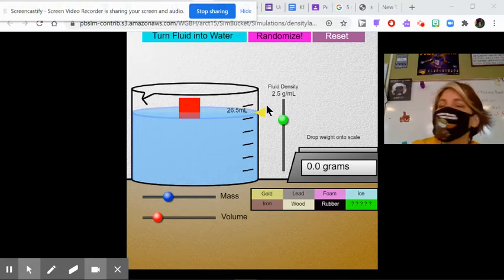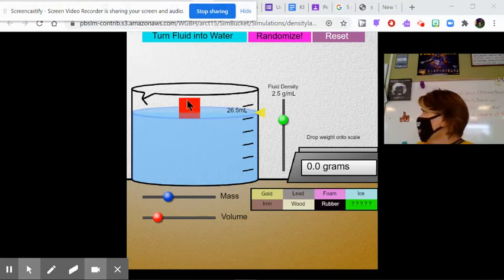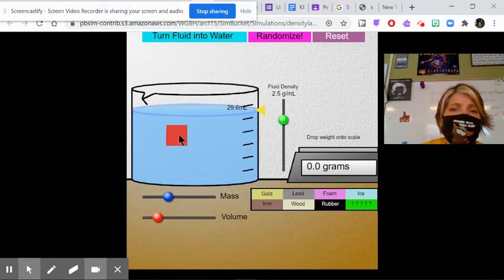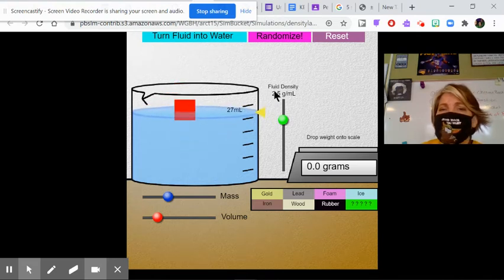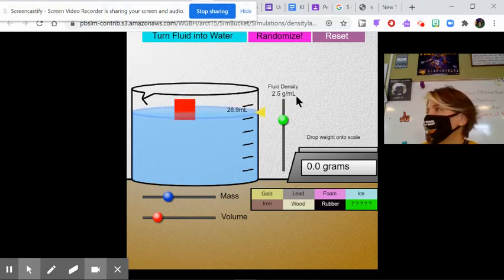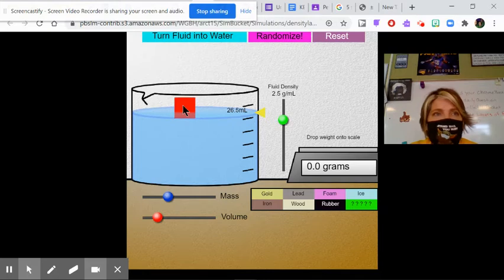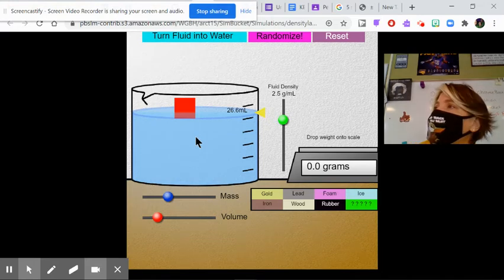So if you look, let's go ahead and play for a little bit. This block I can take out and I can drop in. And notice it's kind of floating in this fluid. I don't know what this fluid is, but the density of the fluid is 2.5 grams per milliliter, which means nothing to you right now. But is this block, because it's floating, more dense or less dense than the fluid that it's in?